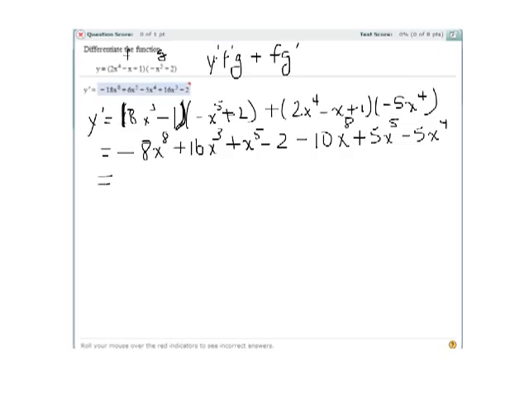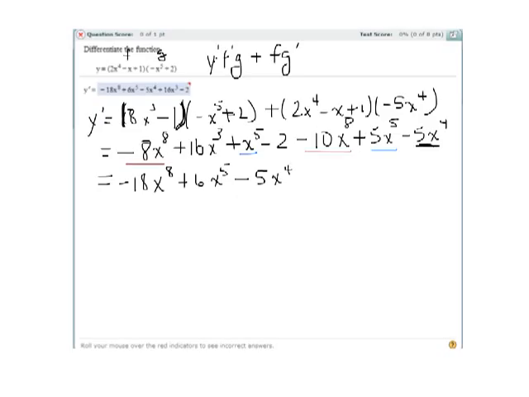Okay, so now combining my like terms: negative 8x to the eighth and negative 10x to the eighth will combine to give me negative 18x to the eighth. Let's see, x to the fifth would be the next largest. So x to the fifth plus 5x to the fifth is 6x to the fifth. There are 6 of those total. And next highest power is the fourth. So I have just that single term, minus 5x to the fourth.